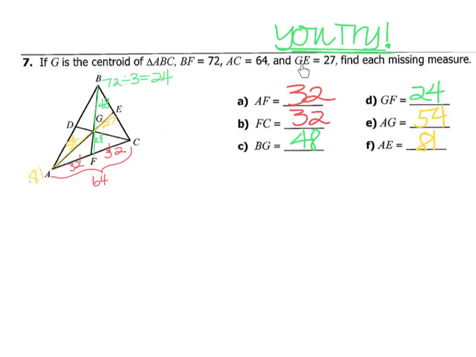And then last but not least, we're given that GE is 27. So if GE is 27, that's 1/3 of the whole median. If we double that, we get AG. So AG is 54. And then if we add 54 plus 27 together, we get the whole median. We get AE is 81. All right, if you have any questions on this, be sure to call me over. Otherwise, let's keep going.